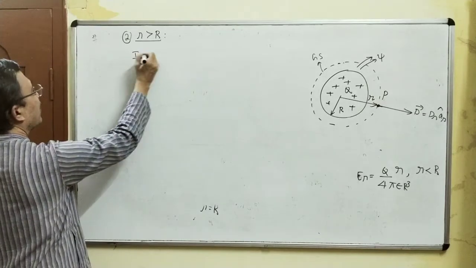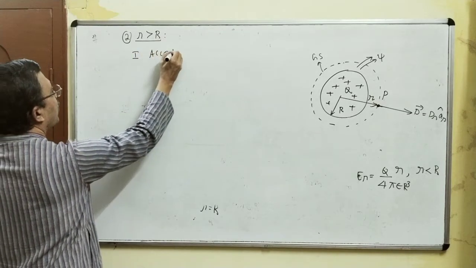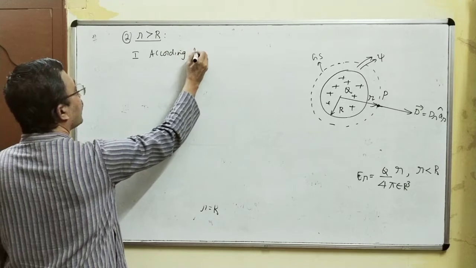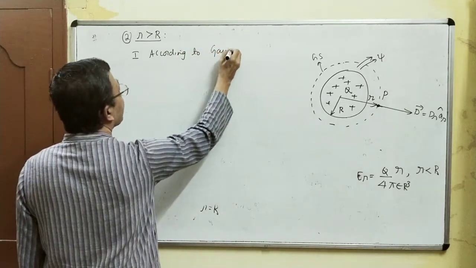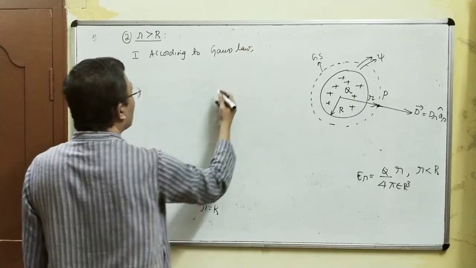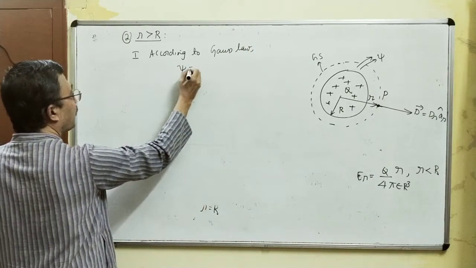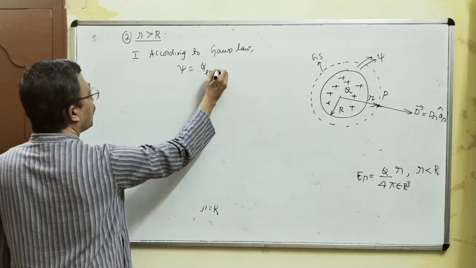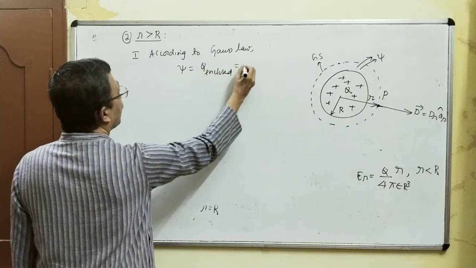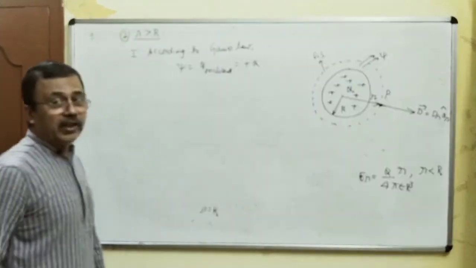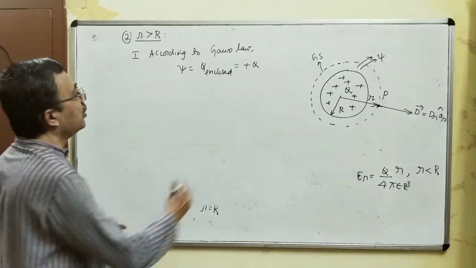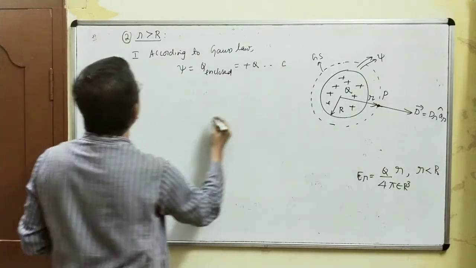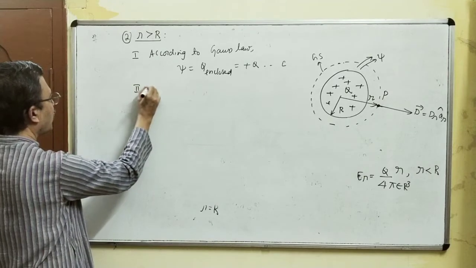Step number 1. According to Gauss law, electric flux psi is equal to Q enclosed. Q enclosed is complete plus Q. In the previous case, it was a fraction of Q. Here, complete Q is enclosed, coulombs.